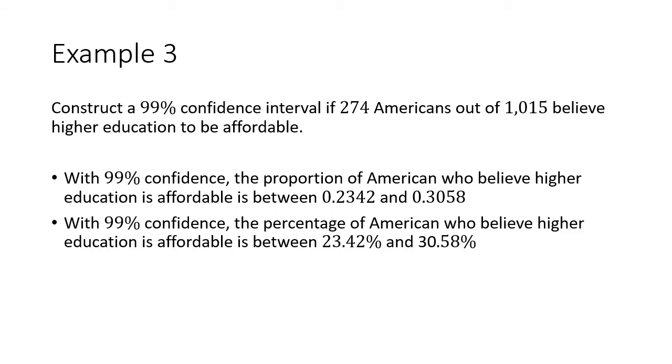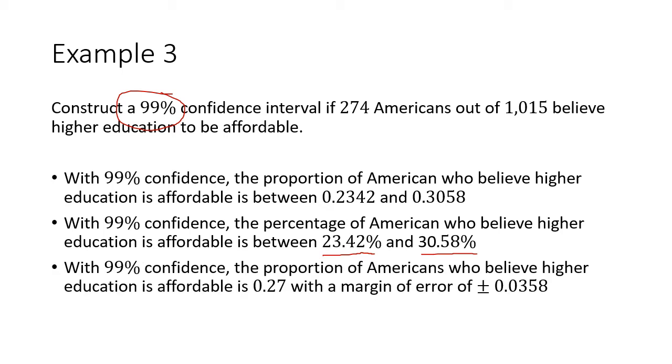Like I said, sometimes it makes more sense or is easier to understand if we convert those to percentages. So with 99% confidence, the percentage of Americans who believe higher education is affordable is between 23.42% and 30.58%. And notice now, when I increased my confidence level, these numbers got further apart. My interval is bigger. More confidence means a bigger interval.